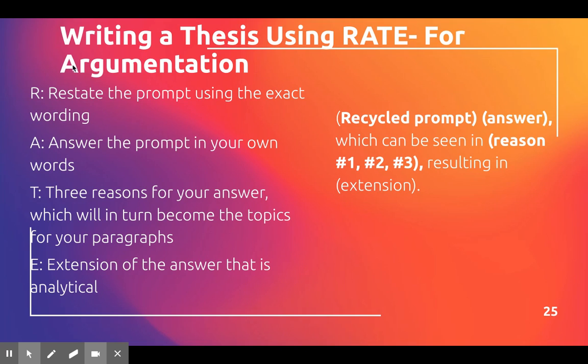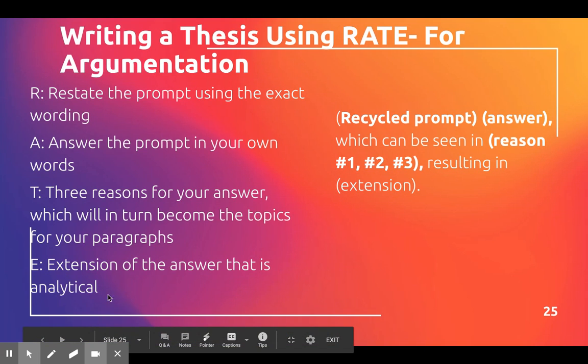The way that looks so far is I restated the prompt: my favorite color is green. And then I answered: because it is the prettiest color of all time. And then my three reasons, which can be seen in the fact that money is green and trees are green and they provide oxygen, resulting in extension.